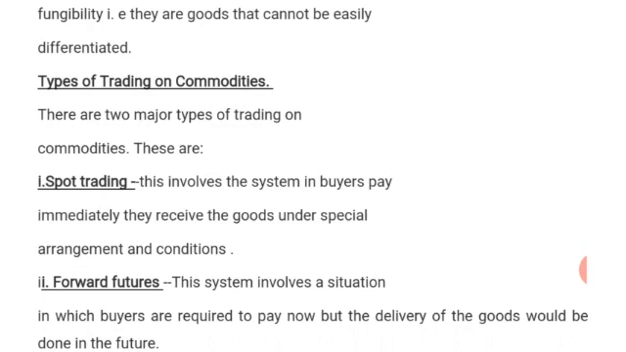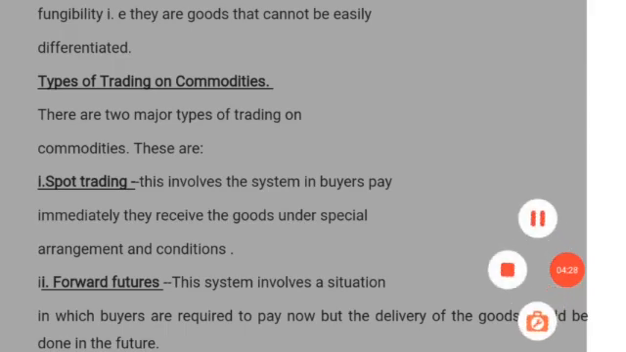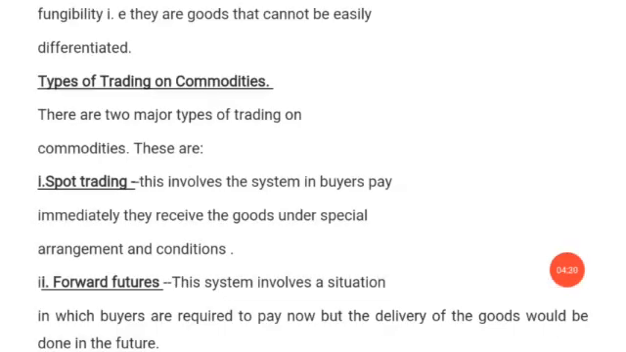Let us now look at the types of trading on commodities. There are two major types of trading on commodities. Number one, spot trading. This involves the system in which buyers pay immediately they receive the goods under special arrangement and conditions. So, meaning that when the buyers and sellers meet, the buyers will bring money and the seller will bring the goods to sell. They are going to arrange on the spot, meaning that everything will be done at the same time. That's what we refer to as spot trading.